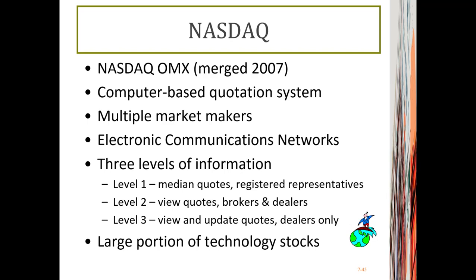There are three levels of terminals that exist on this electronic communication system. The level 1 terminal shows median quotes and registered representatives, the level 2 terminal shows top price quotes and the names of brokers and dealers, and the level 3 terminal shows all the updated quotes and is only for dealers. On the Nasdaq, we have a lot of technology companies listed, such as Google, Facebook, Microsoft, Apple, and so on and so forth.